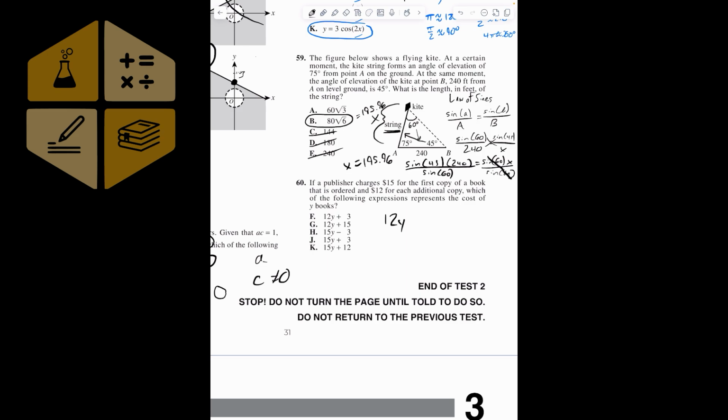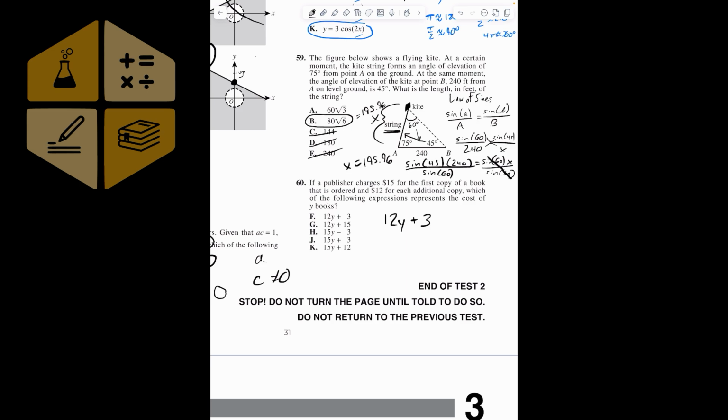So no matter how many books we order, we're going to be paying $12 per book, except the first one's going to cost an additional $3, not an additional 15, an additional 3. The first one will cost an additional $3 no matter what, and then all the rest will only cost 12. So 12Y plus that extra $3 for the first one. There's no variable that goes on the number 3. There's no Y or any other kind of thing attached to it. It's just an extra $3.